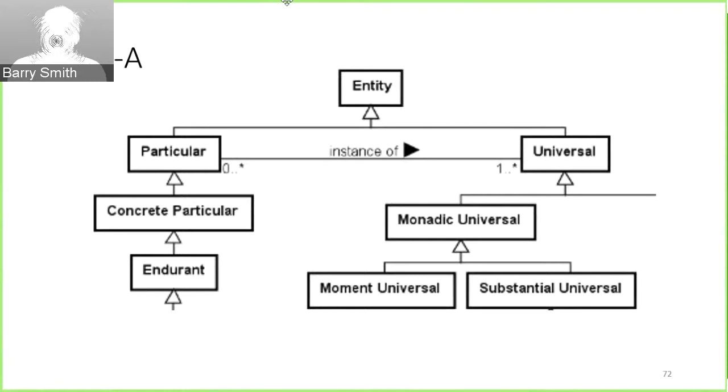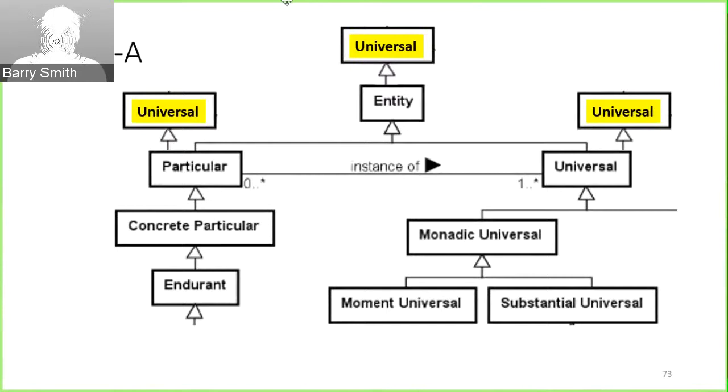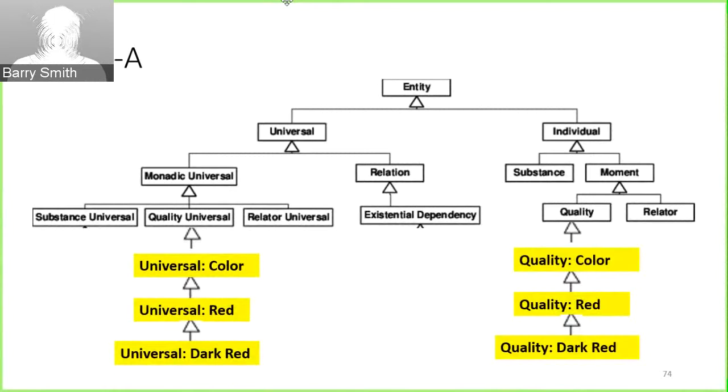But that means that the universal particular is also a subclass of the universal universal. And the universal universal is also a subclass of the universal universal. And entity is also a subclass of universal universal. And it gets worse. All the universals repeat all the particulars. So every particular quality corresponds to a universal. Every particular color corresponds to the universal color. So you end up rewriting the entire ontology twice, once under the heading of particulars or individuals, once under the heading of universals.